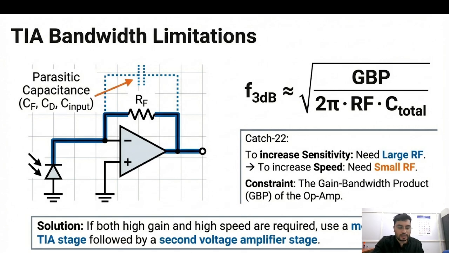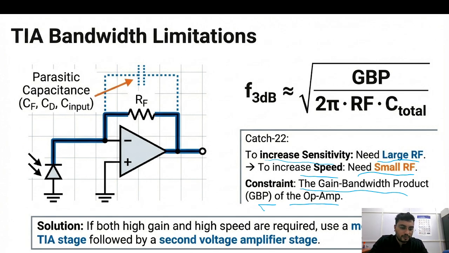Okay, moving towards the second thing, if you want an increment in the sensitivity, to increase the sensitivity you need a large RF, and to increase the speed, a smaller RF value should be there, for a constant gain bandwidth product, GBP, of the op amp.